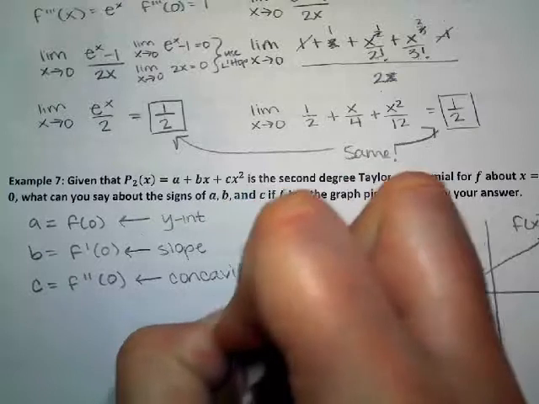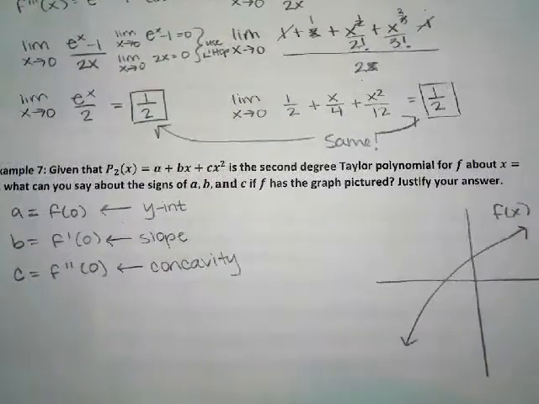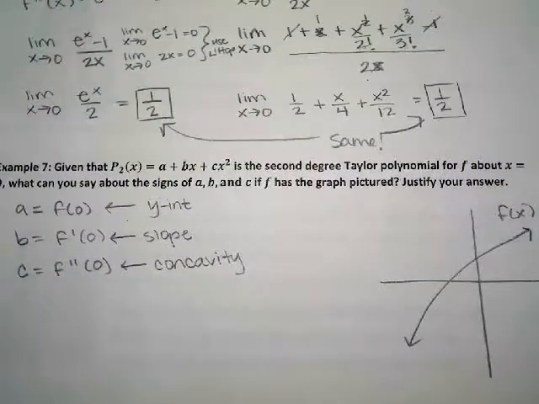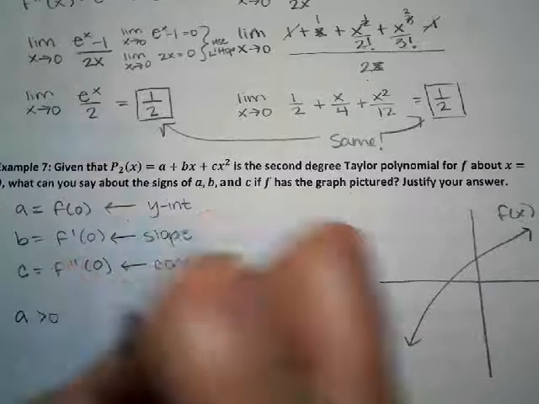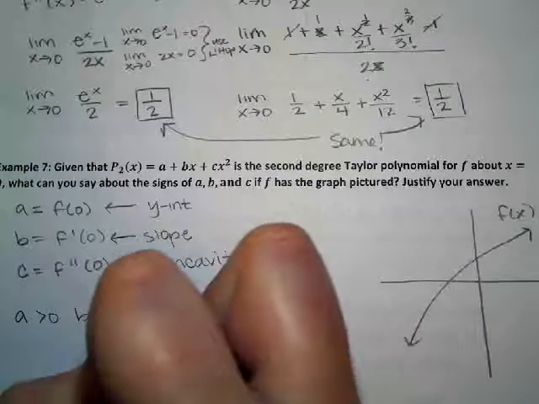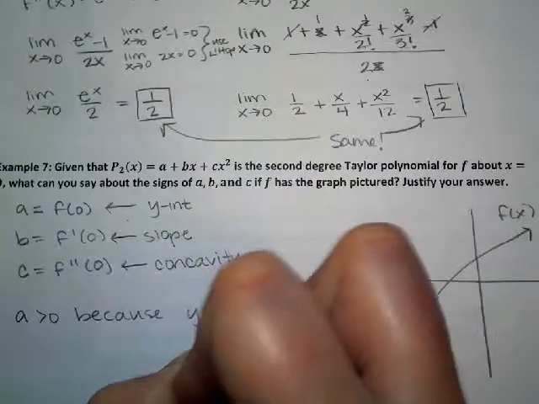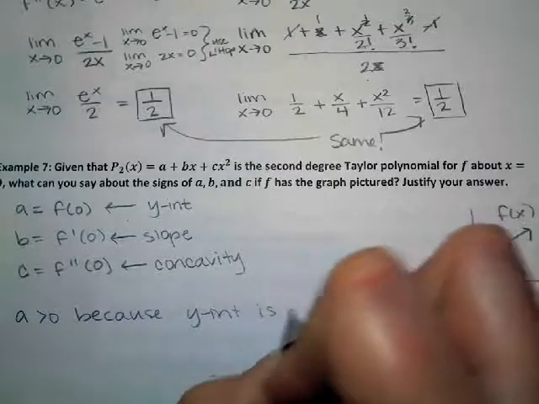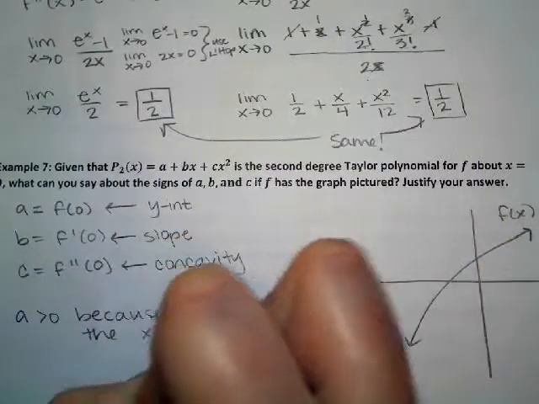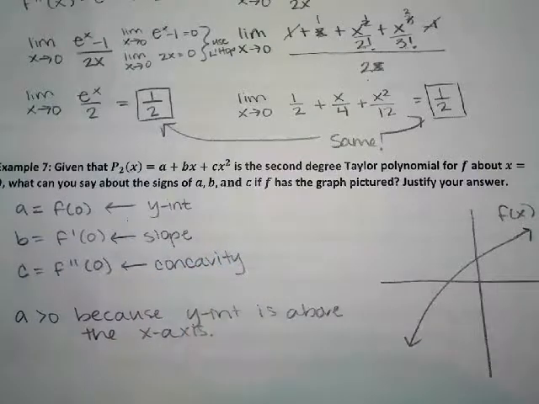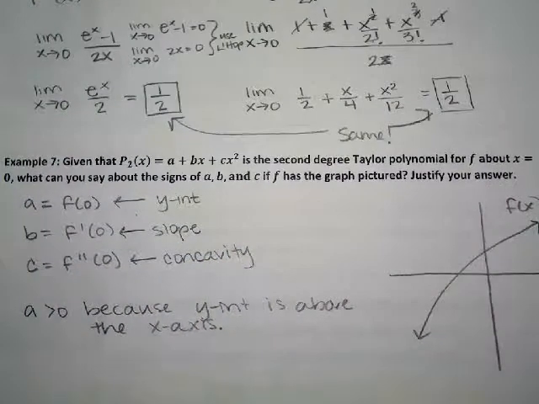We want to say the signs, so either they're positive or negative. Okay, so what do we know about A? Yeah, it's greater than 0 because the y-intercept is above the x-axis. Once we got all that interpretation out of the way, that was a really easy question to answer, right? Okay. What do we know about B?